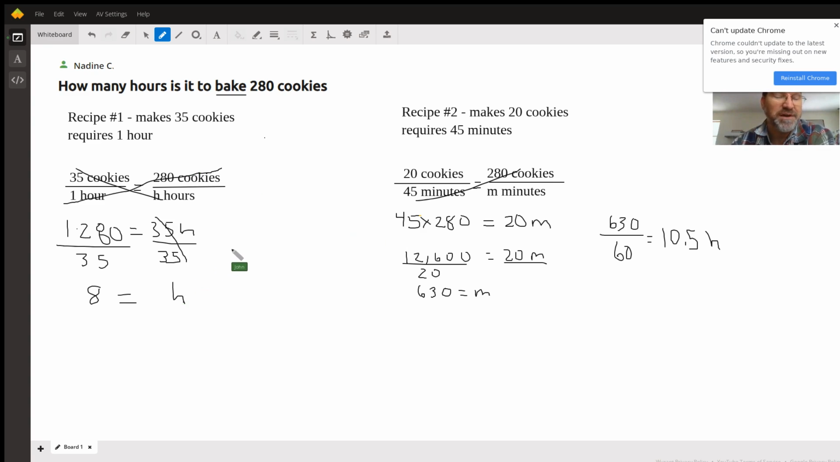I hope this helps solve your proportion problem. And if your problem wasn't a proportion problem, if you'll let me know more information, I'd be glad to give you a better example.